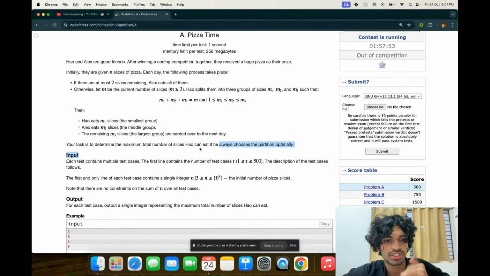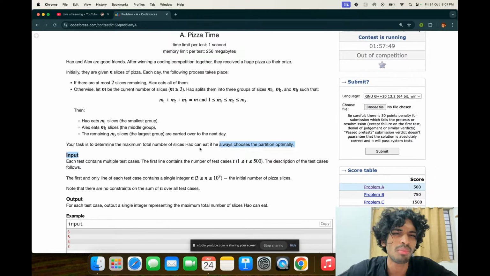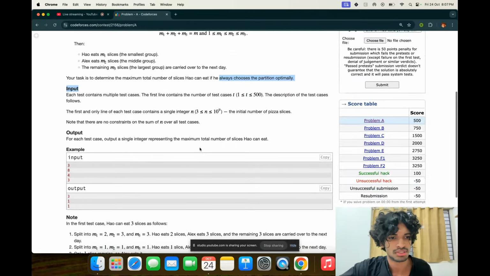If there are greater than or equal to 3, he has to divide into 3. Maximum. Can he choose almost everything? We have to think of that. Just do this thing: 1 1 everything. Then he gets almost everything, and the other guy gets 1. So n minus 1 is the answer.